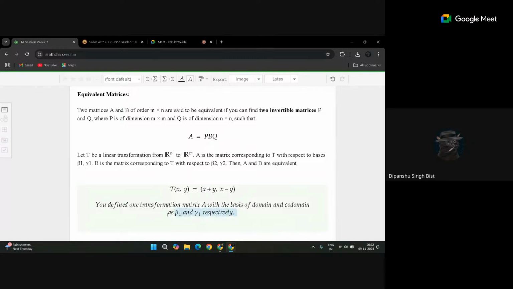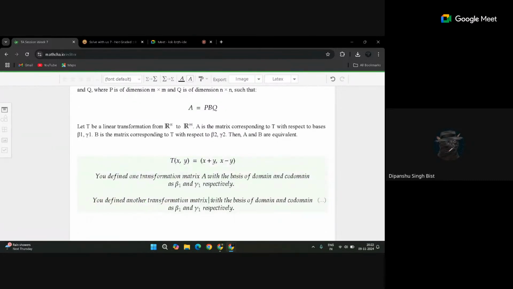Now you defined another transformation matrix, this time I'm calling it B, with the basis of domain and codomain as beta 2 and gamma 2. So it's just like your choice of basis. If your choice of basis differs, then it's clear that you are going to get two different matrices, correct? But there is one thing you can say about those two matrices, that A and B would be equivalent to each other.